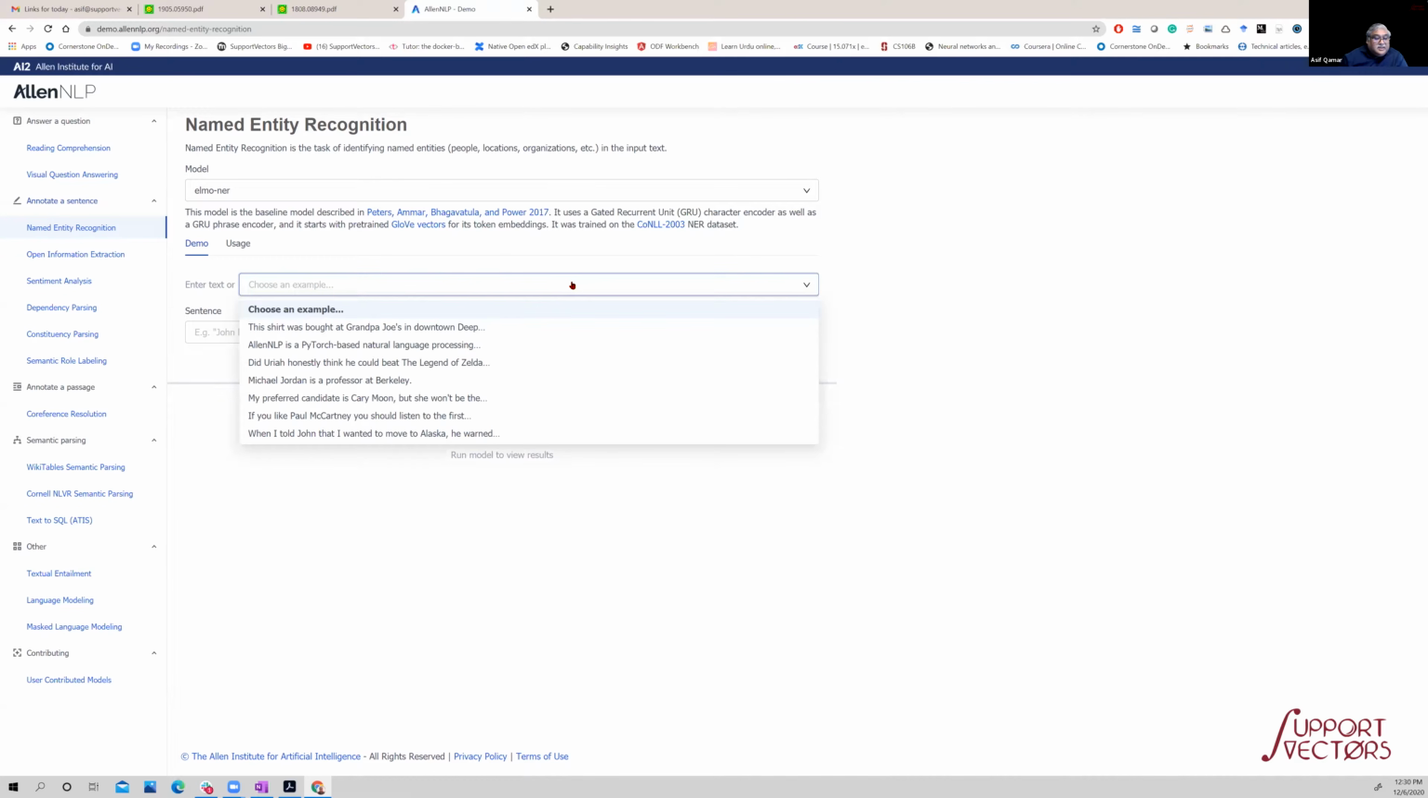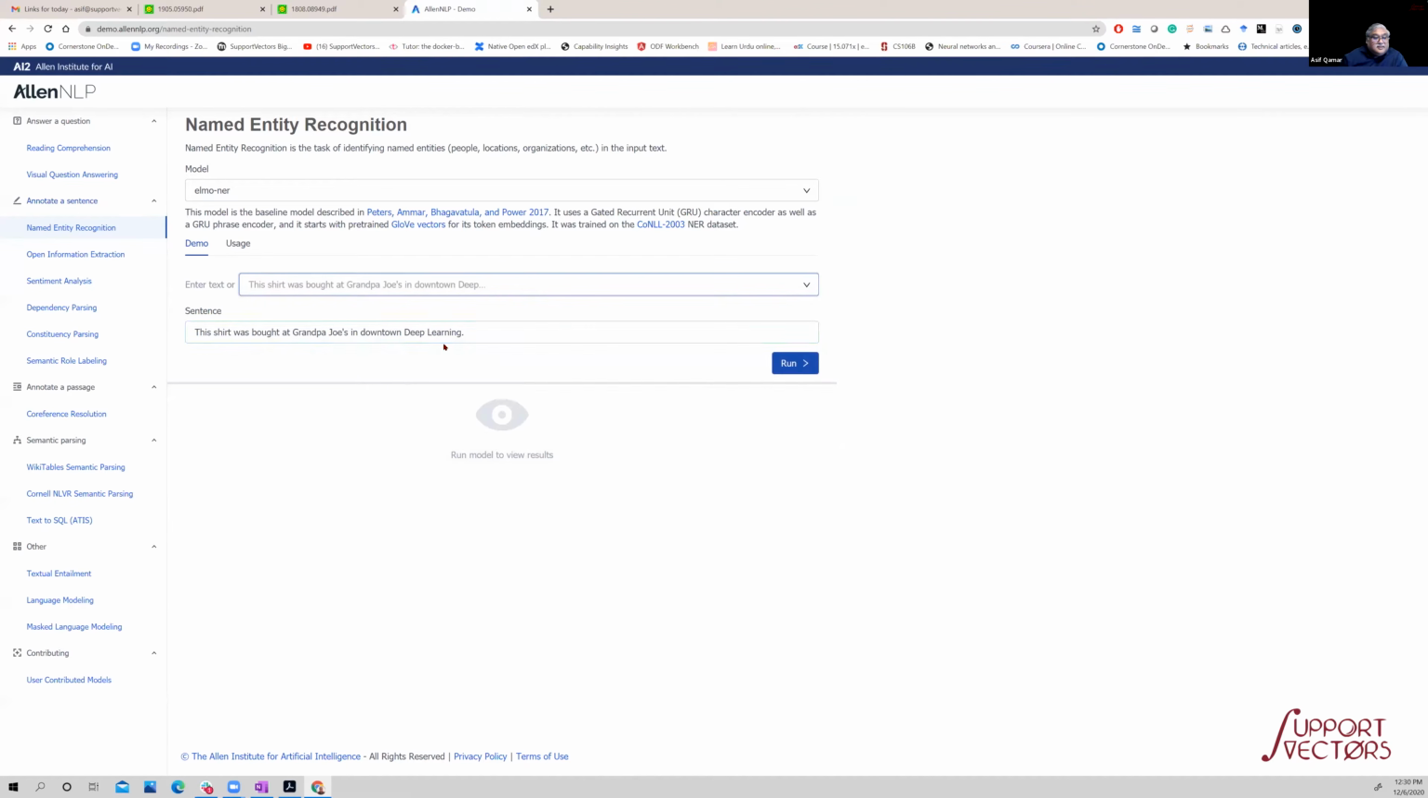For example, let's take this text. This shirt was bought at Grandpa Joe's in downtown Deep Learning. Before we run it, what are the named entities here? Grandpa Joe's, isn't it? It's an organization, and Deep Learning seems to be a city. In downtown this. Let's see what it comes up with.